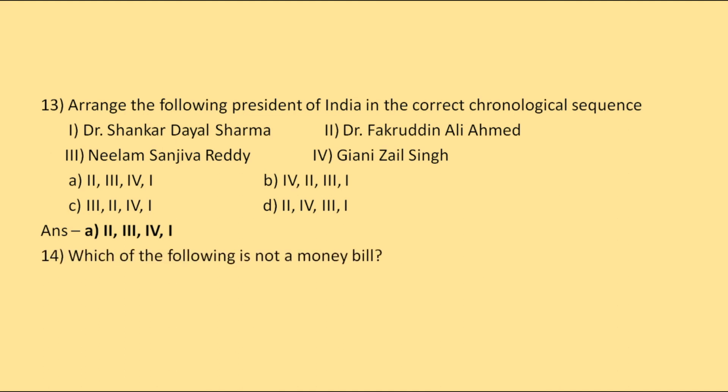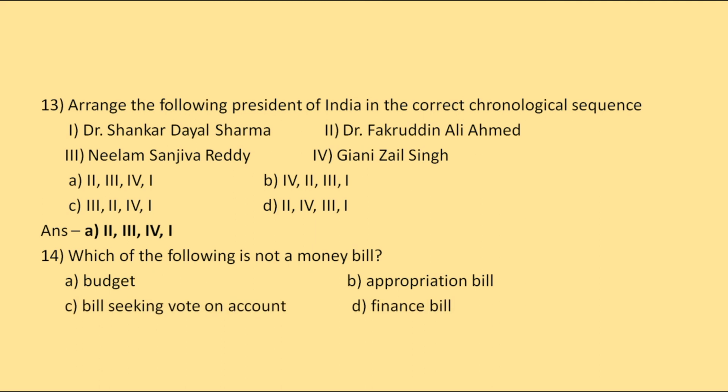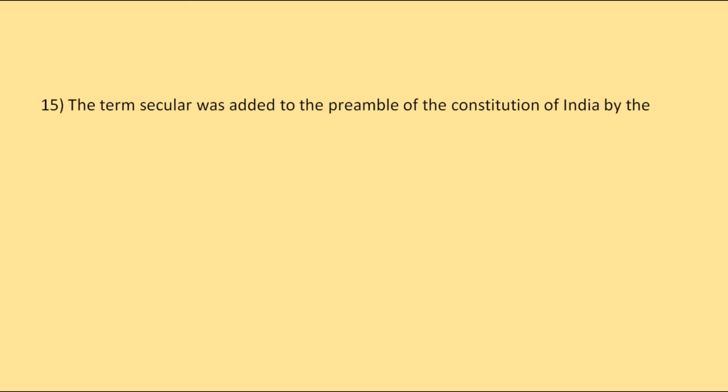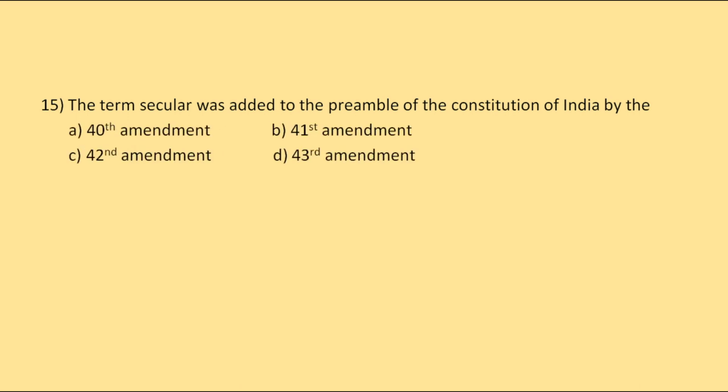Then, which of the following is not a money bill? Budget appropriation bill, bill seeking vote on account, or finance bill? So the correct option will be budget. Then, the term secular was added to the preamble of the Constitution of India by the 40th Amendment, 41st Amendment, 42nd Amendment, or 43rd Amendment. So the correct option will be 42nd Amendment Act of 1976.